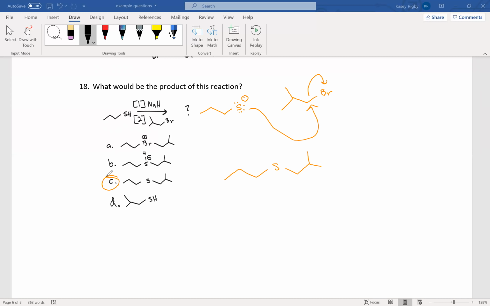This one is one of the harder ones, I think, because at least I personally did not focus on the sulfide reactions as much as the alcohol reactions, but they're just as important to know. Okay, does that make sense? Okay, perfect.